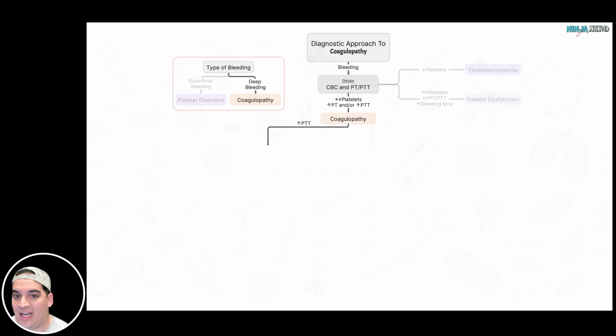So say that we start off with an increased PTT and a normal PT/INR. What is this? Intrinsic defect. So then we got our differential: hemophilia A, hemophilia B, severe von Willebrand's, acquired coagulation factor inhibitors, and heparin. What I want to do is a mixing study.